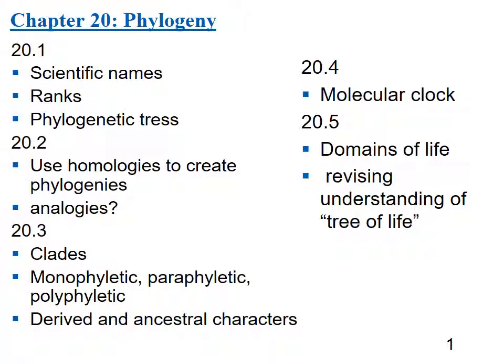Alright, so chapter 20, we're going to cover scientific names, ranking, phylogenetic trees, homologies, clades, derived versus ancestral characters. We'll talk a little bit about the molecular clock, domains of life, and understanding the tree of life. We're actually going to go in a little bit of a reverse order here because I think it makes more sense to talk about the different kinds of living things we have and then talk about how we classify them.